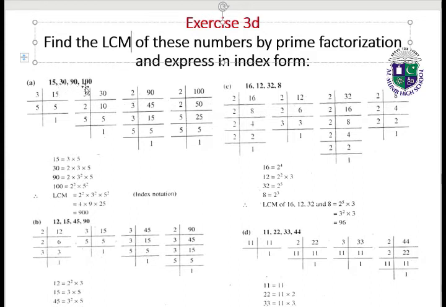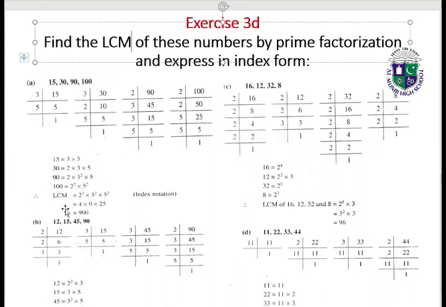15, 30, 90, 100. 3 5s are 15, 3 multiplied by 5. 30, 3 10s are 30, 2 5s are 10, 5 1s are 5, 2 multiplied by 3 multiplied by 5. As it is, 90, 2 4s are 8, 1 carry, 2 5s are 10, 3 1s are 3, 1 carry 15, 3 5s are 15, 5 1s are 5. 100, 2 5s are 10, 2 25s are 50, 5 5s are 25, 5 1s are 5.